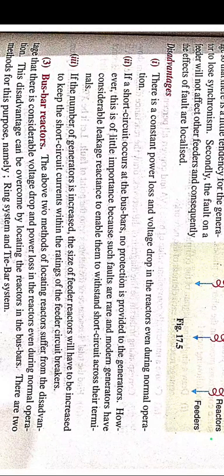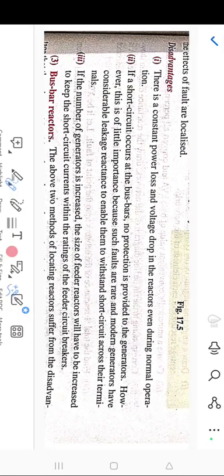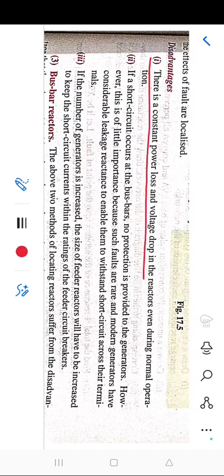There is a constant power loss and voltage drop in the reactor even during normal operation.